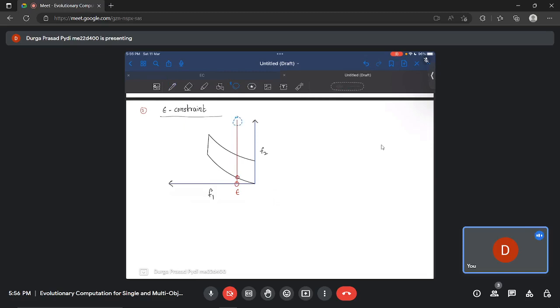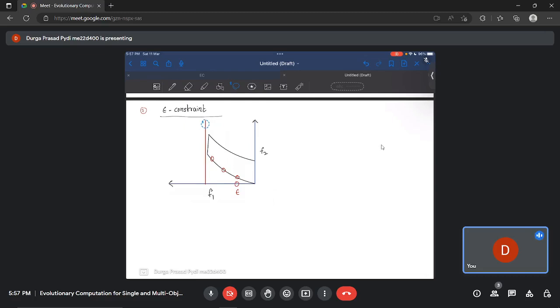At the next instance, I'll move this line somewhere here. When the line is moved, my new optimal point will be somewhere over here. Again, if I move it, I'll get a new point. I'll move it until, if you move somewhere over here, you won't get any solution in the feasible region. That is when you are out of your feasible region. So you start moving from one edge where you have all feasible solutions and continuously move across the entire domain of your F1. When you complete the search, you obtain all the solutions along the front. This is the idea here.